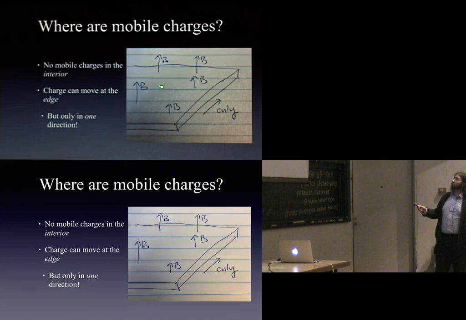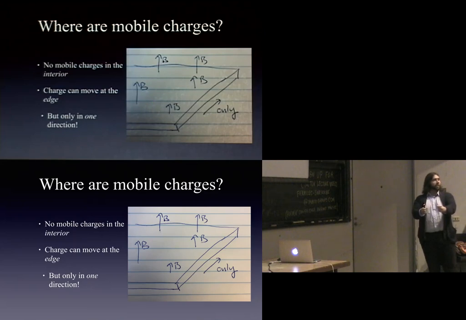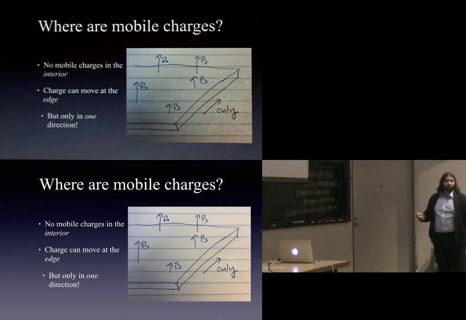If I try to locally drive a current between 2 points in the interior by attaching 2 leads and putting a battery in there and seeing if current will flow, it won't. Unless I turn on an extremely high voltage and really break the system, essentially. But on the edge, you'll find that charge can move, but it can only move in one direction. So if I apply a voltage differential such that normal charge would want to move in this direction, then yes, indeed, a current will flow.